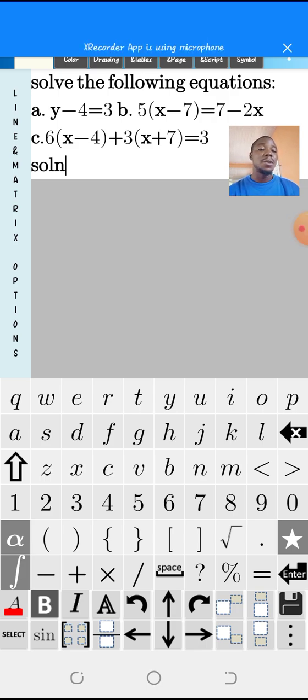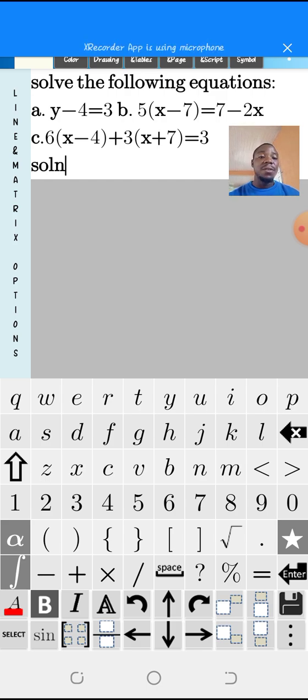I'm going to be taking us through equations in general. We are going to be looking at simple equations, simultaneous equations, and quadratic equations. We are going to start by looking at the simple equations. So let's begin with these examples. Solve the following equations. You can see them. So let's see how it goes.